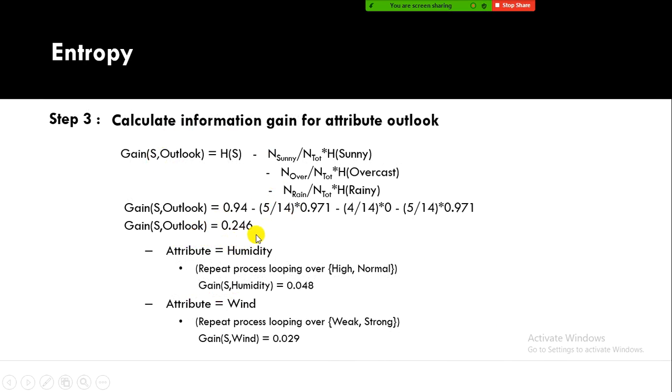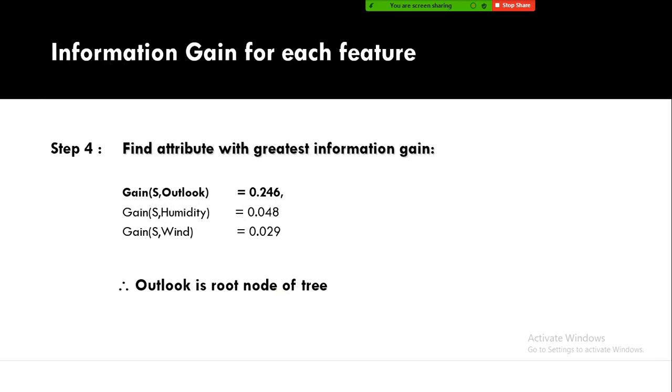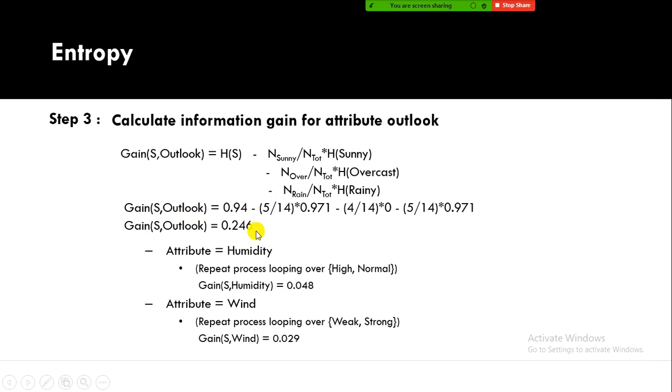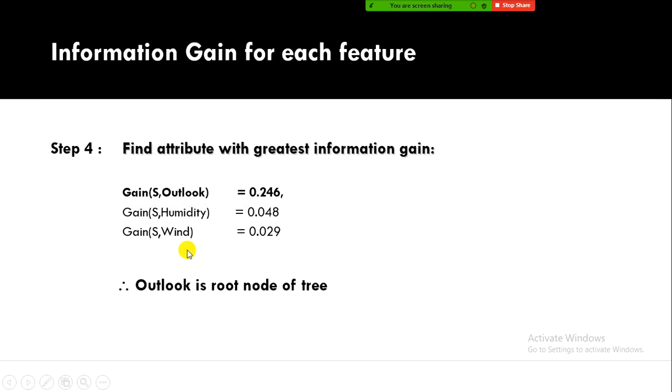Just as we computed the information gain for the outlook column, we have to compute it for humidity and wind also. Here I already did it. The information gain for outlook is 0.246, for humidity is 0.048, and for wind 0.029. Now you tell me, out of these three features, which feature has the higher information gain?